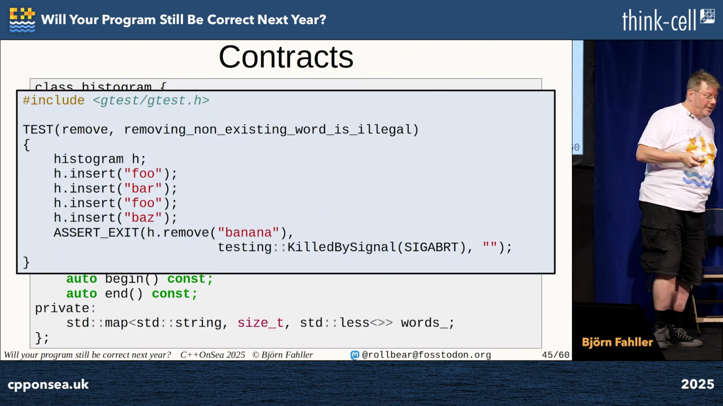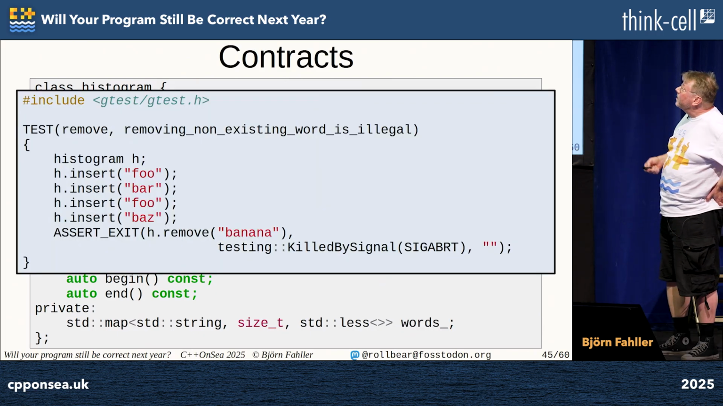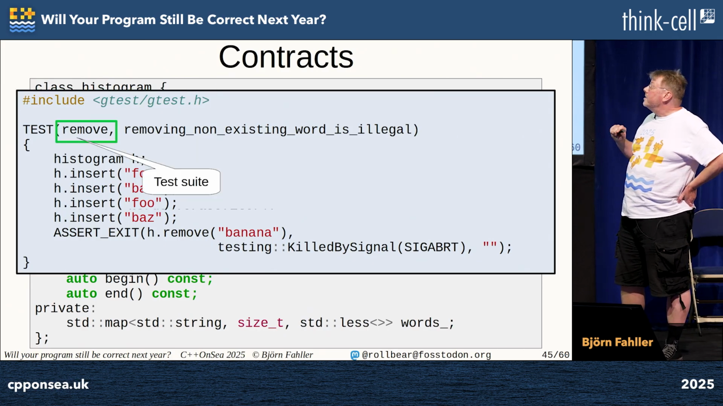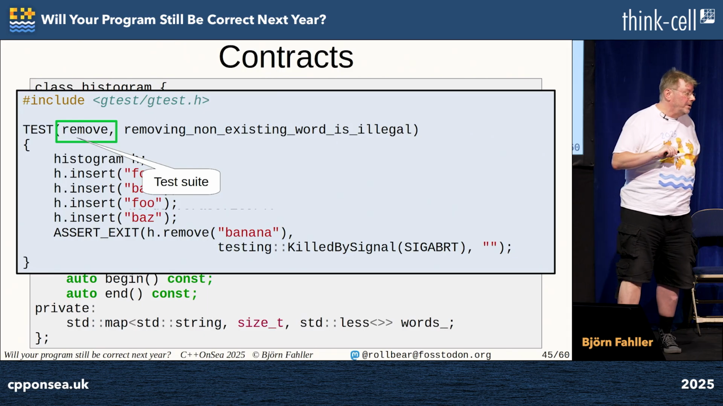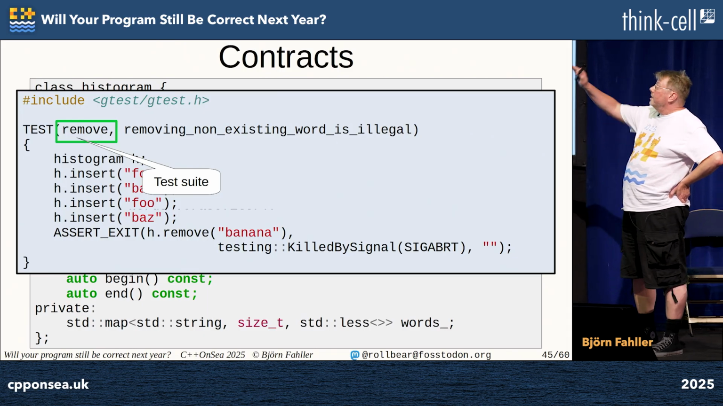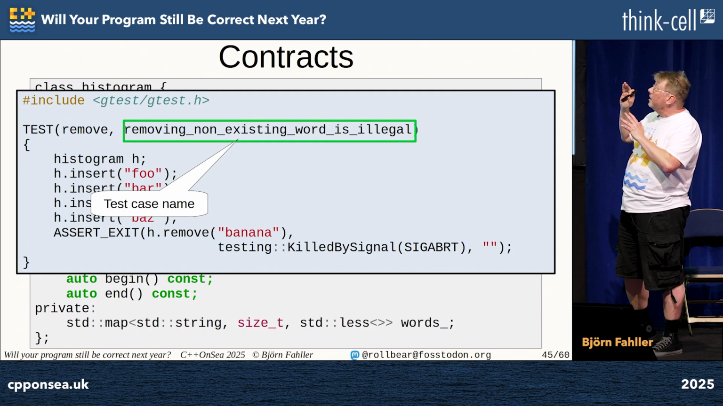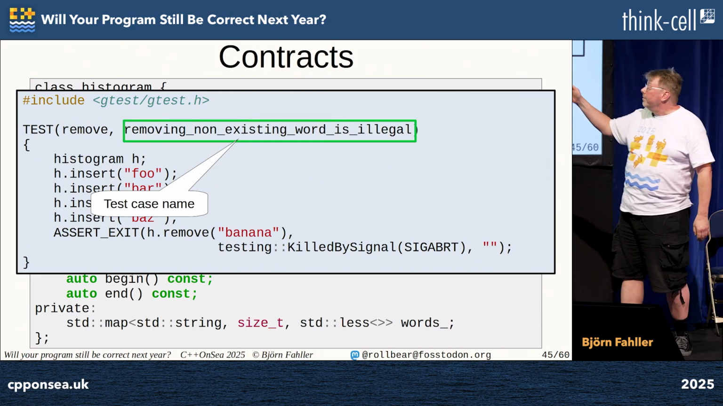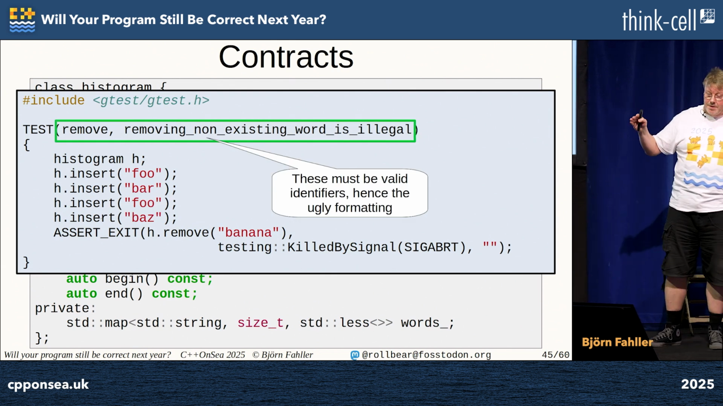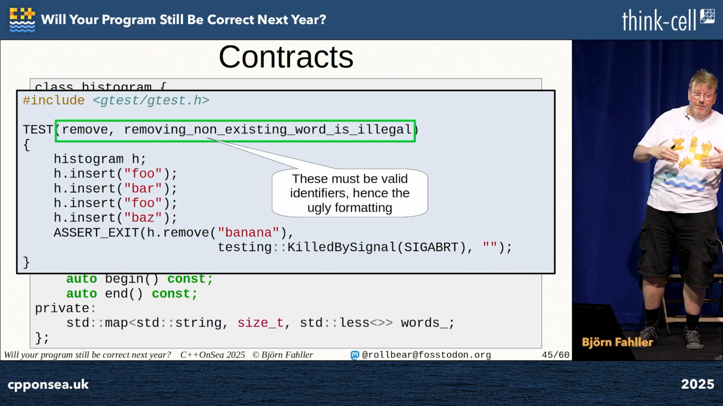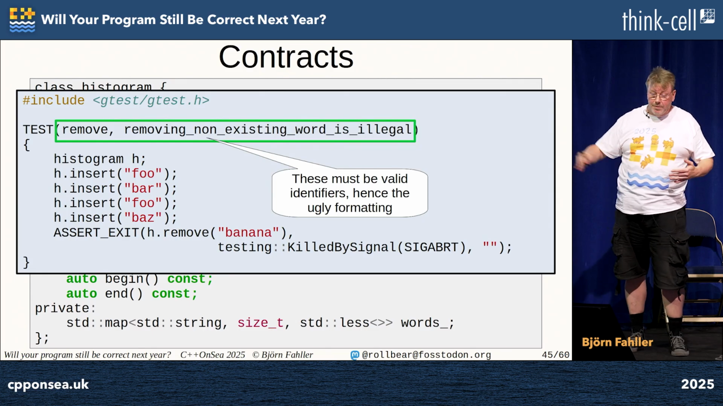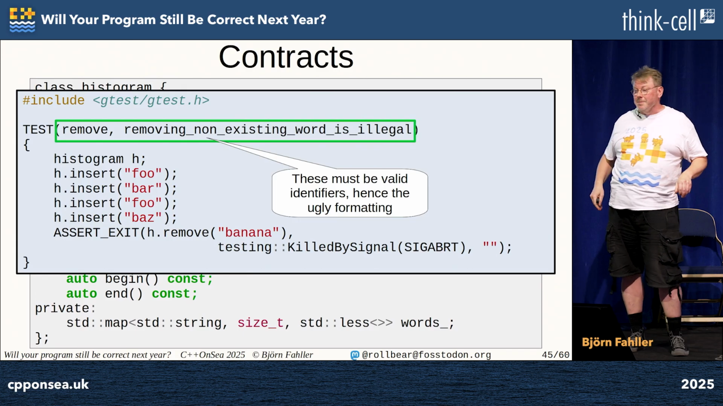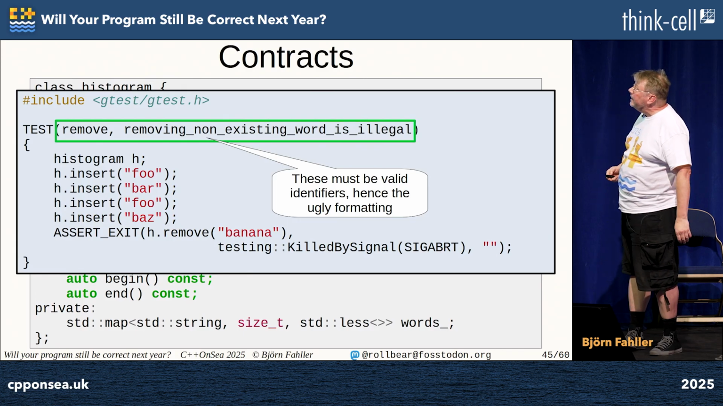Well, one thing we can do, I can bravely change to another testing framework. I'm using Google Test. Google Test differs a bit from the other two I have shown. So tests are written like this: test, comma, test suite, and test case name. Both the test suite and the test case name must be valid identifiers, because the code generation from this macro expansion actually becomes classes and functions with these names. So the formatting is a bit ugly, but it works.